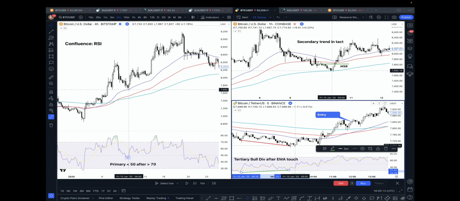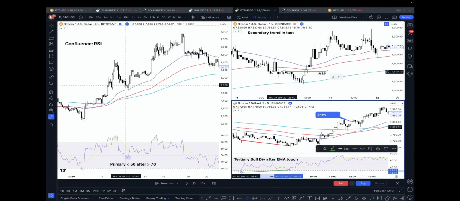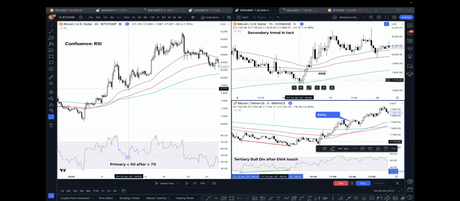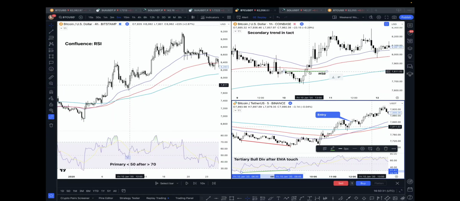So you get the EMA touch on the 4 hour. Your 1 hour trend is intact. Your tertiary, your 5 minute, has a bullish divergence. And then you wait for some confirming signal. In this example, I used the 1 hour swing high, so the swing high before the low. I used that and had a MSB.